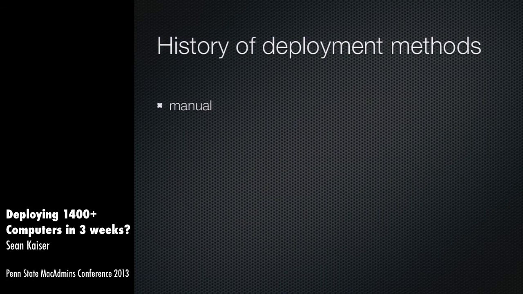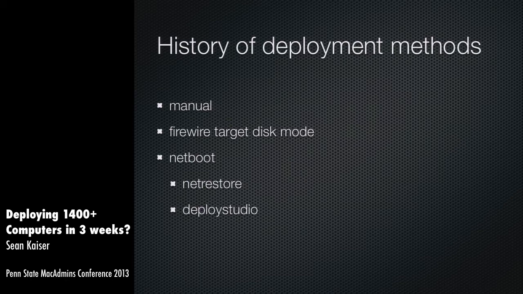So, deployment numbers. Back 12.5 years ago when I started, when we deployed machines, we manually installed everything we had on it, which worked. It was slow, but it worked. Obviously, for 1,400 machines, that wouldn't work. Then we moved to FireWire target disk mode, created kind of a golden master image, and pushed it out with Disk Utility or ASR. Then we moved into net booting, and we started using NetRestore initially, and we graduated to DeployStudio because of customization options, being able to put scripts in and so forth.